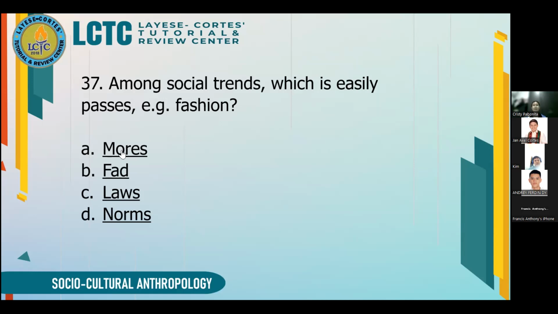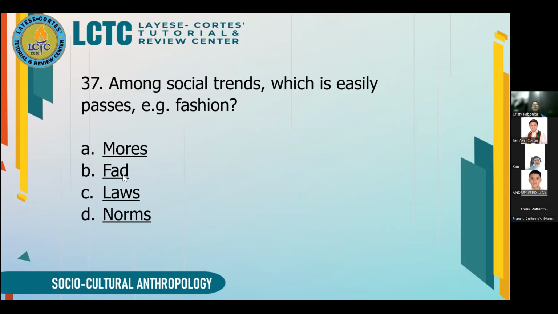So we say that mores really depend on the place, on the culture of the country, on the kind of group, on the kind of society, based on their laws. Because mores are moral standards that determine right and wrong. These are not social standards. Fad, on the other hand, which is our answer, is often seen as sudden or quick spreading or short-lived.